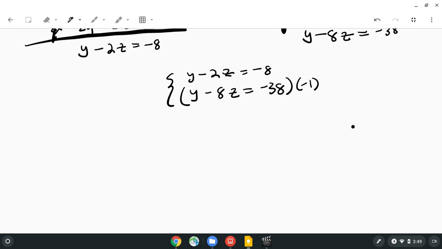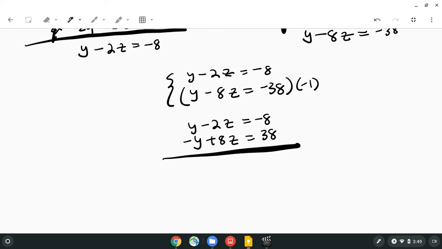The top one remains the same. The bottom one becomes negative 1y plus 8z equals positive 38. Now the y's cancel. You could easily use a substitution method as well. That's fine, either method will work. And so here I get z equals 5. So I have one of my variables.